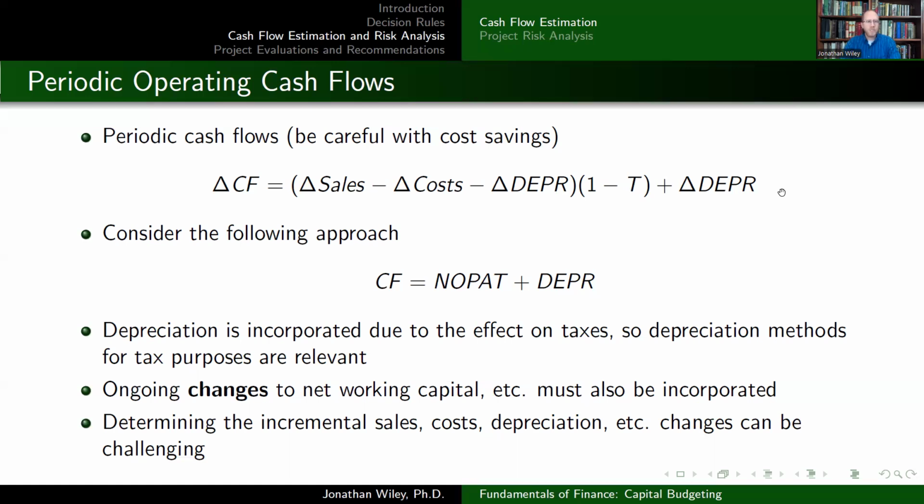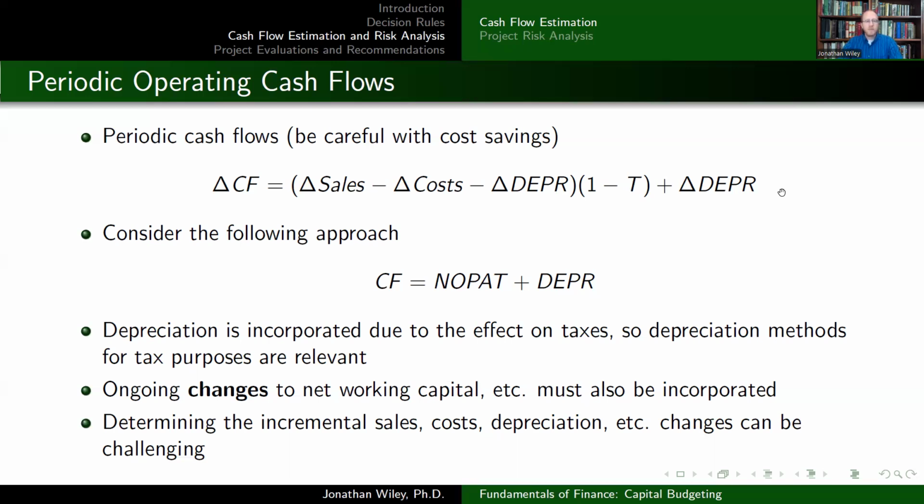Now, the real challenge associated with a capital budgeting analysis comes down to actually figuring out what the incremental sales, cost, depreciation, et cetera, are. That is actually the hard part. Because if I am looking at a business and I'm thinking about buying a piece of machinery and installing it in my factory, then the question is, well, what cash flows change? And the answer is there is no magic list to this. We're just going to have to go out there and figure it out.